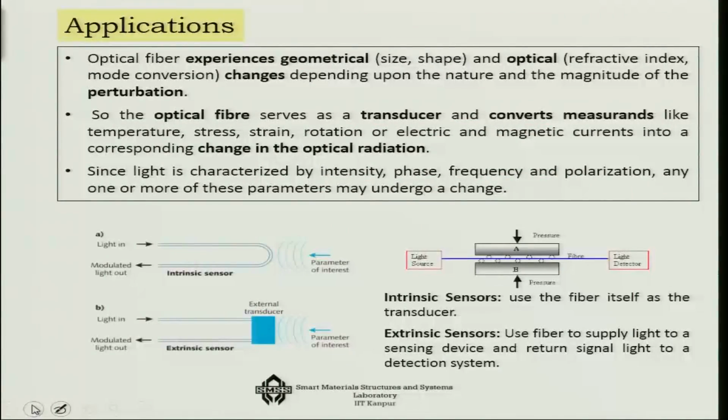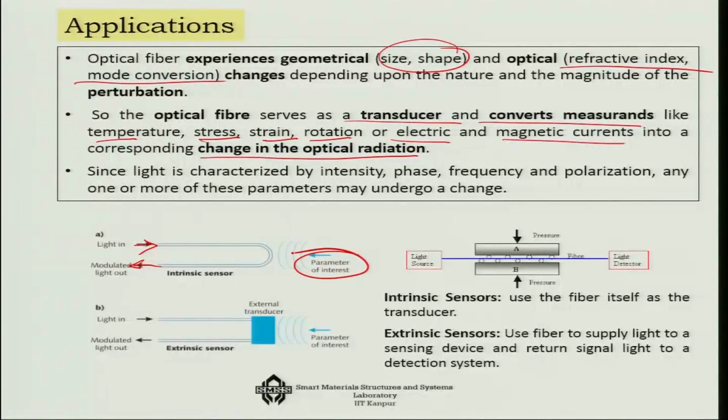Next is in terms of the applications. Optical fiber experiences geometrical changes and optical changes, so size and shape or refractive index or mode conversion, depending upon the nature and the magnitudes of perturbation. So, it can work like a sensor, like a transducer, which can convert measurements like change in temperature, change in stress, strain, rotation, electric or magnetic current into a corresponding change in the optical radiation. So, suppose I am sending the light in and I am getting the light out, and there is a change in the parameter of interest in between.